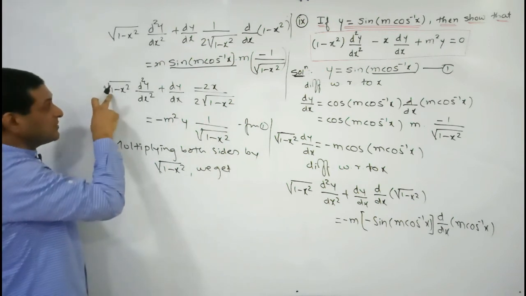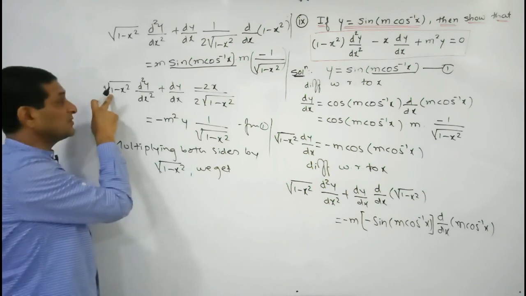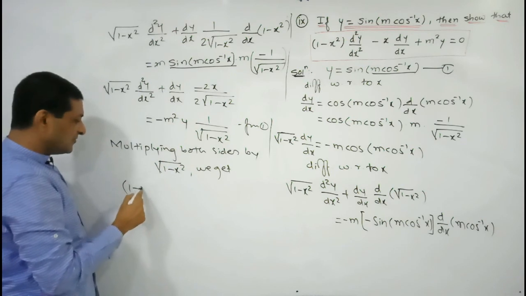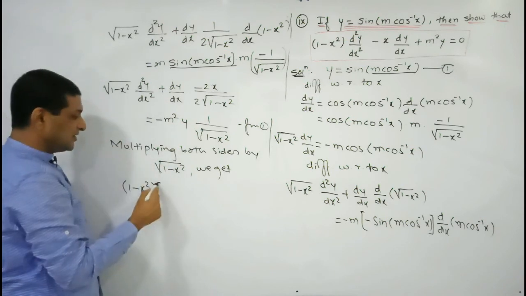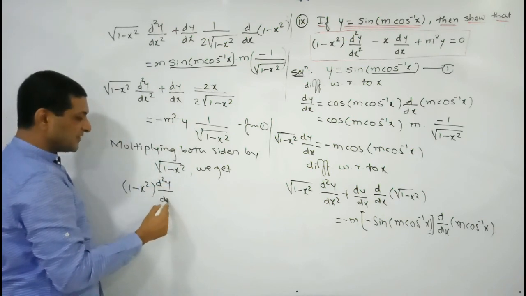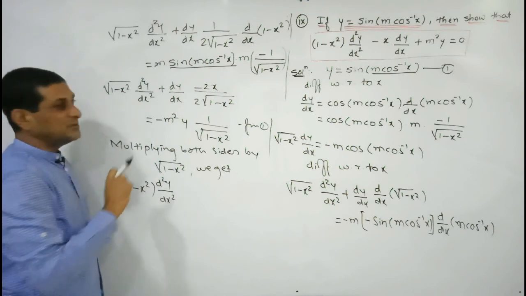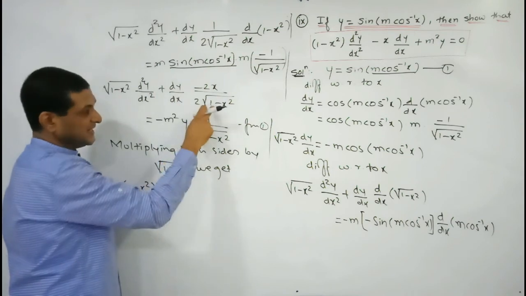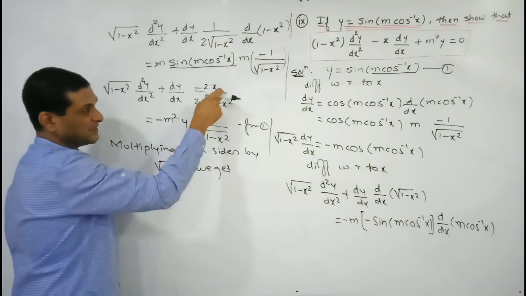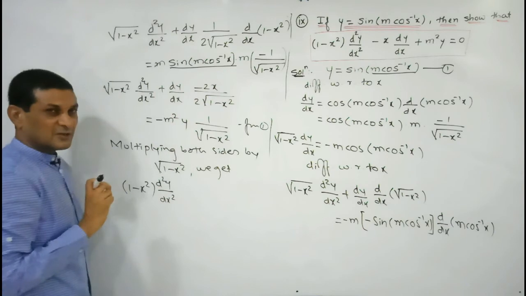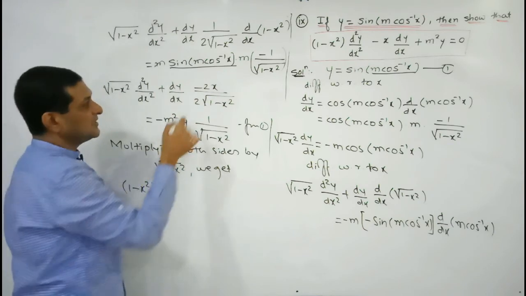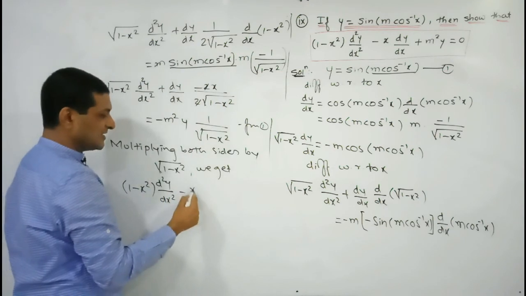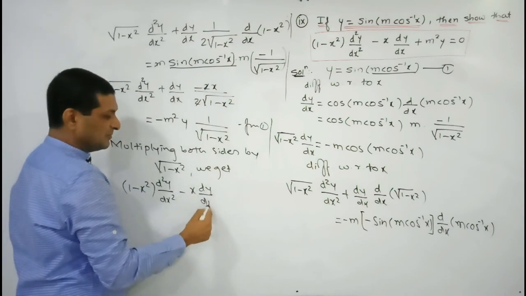Now multiply the first term by under root 1 minus x square. Under root 1 minus x square into under root 1 minus x square will be 1 minus x square, d2y upon dx square, keep it as it is, isn't it? Now after multiplying the second term by under root 1 minus x square, this under root 1 minus x square will get cancelled. Even here 2 will also get cancelled. Minus x into dy by dx, minus x dy by dx, will be the remaining term.